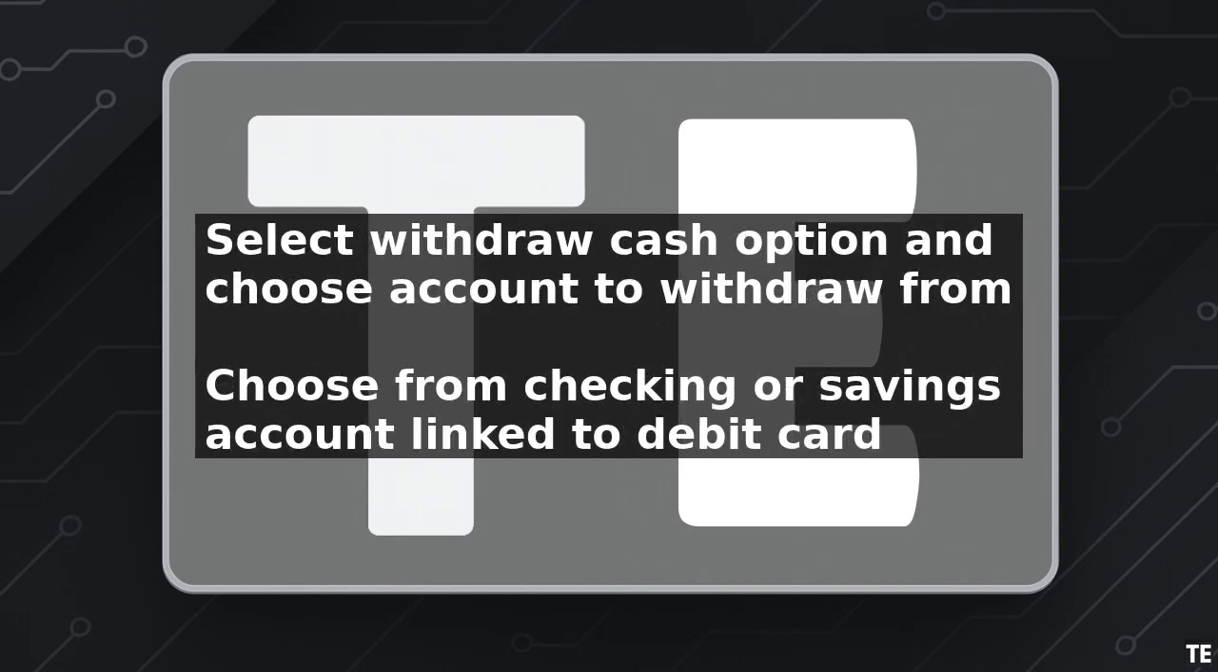Make sure to check your account balance before withdrawing to ensure you have sufficient funds. You can also select a predefined amount, such as $20 or $50, to make the process faster. Once you have entered the amount, review the transaction details to ensure everything is correct. If everything looks good, select the Confirm option to complete the transaction.